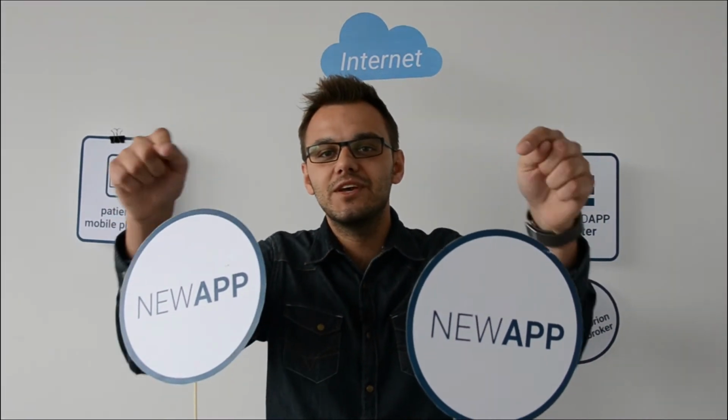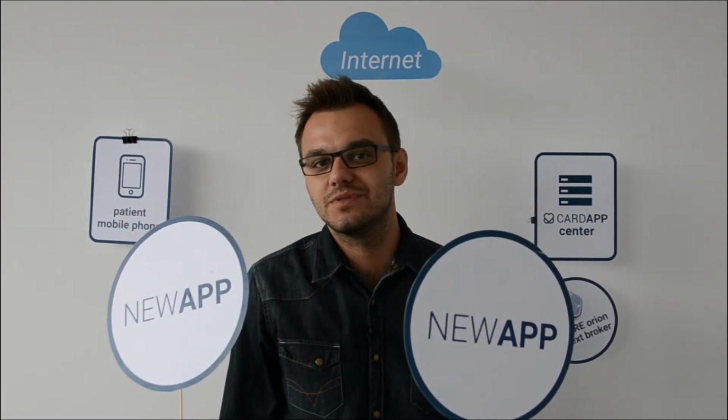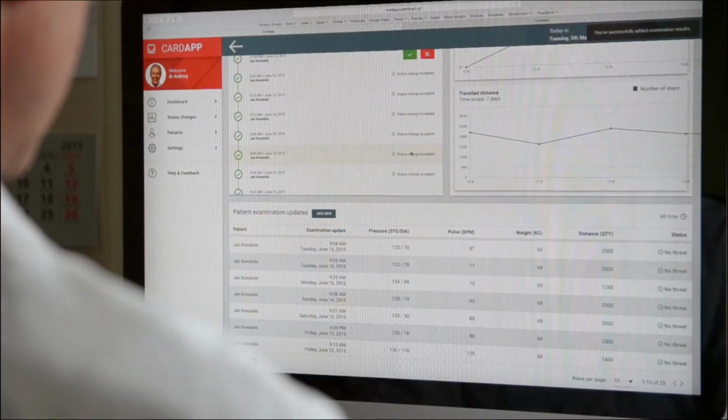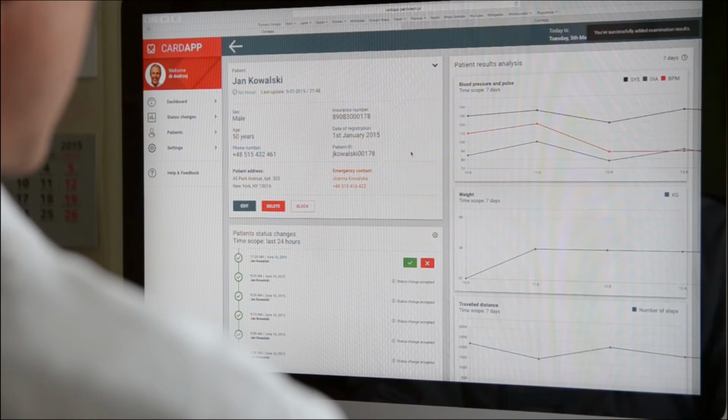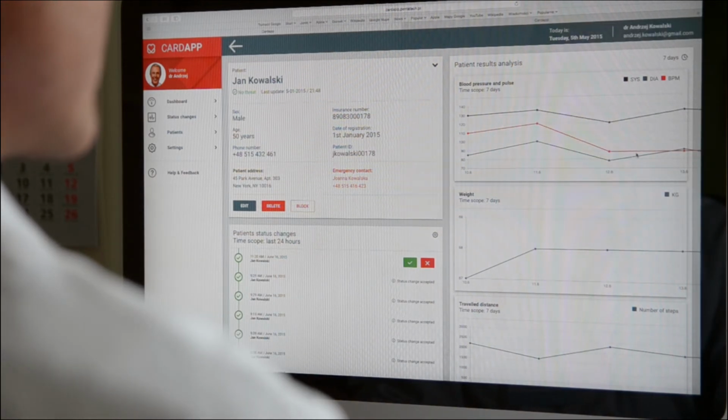In future, it will be responsible for delivering data to other eHealth applications for a patient being assigned to different treatment scenarios. Once the CardApp system has received data from the patient, it stores it securely.